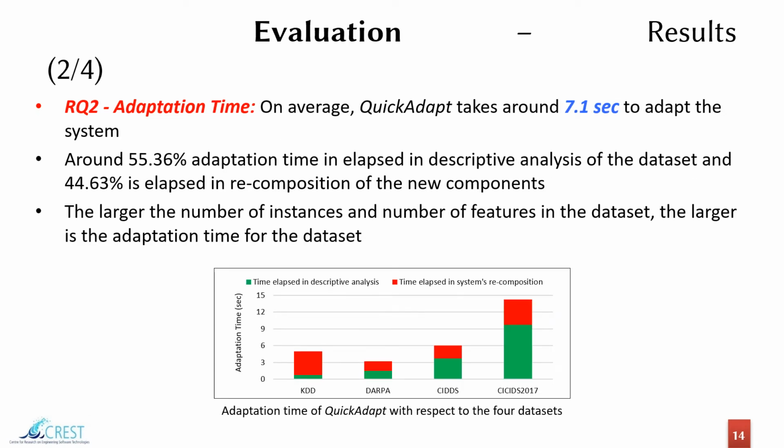Adaptation time, which is the most important aspect as far as this work is concerned, is around 7.1 seconds on average. Adaptation time is normally elapsed in calculating the descriptive statistics and then recomposing the system with a new set of components. And the larger the number of instances and the number of features in the data sets, the larger is the adaptation time for the data set.